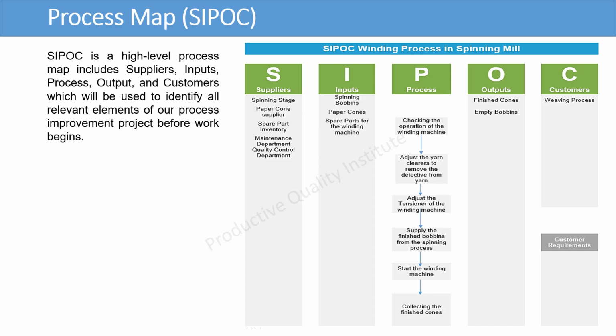SIPOC is a high-level process map that includes suppliers, inputs, process, outputs, and customers, which will be used to identify all relevant elements of our process improvement project before work begins. The suppliers of the winding process are the spinning stage, the paper cone manufacturer, the spare part inventory, the maintenance department, and the quality control department.